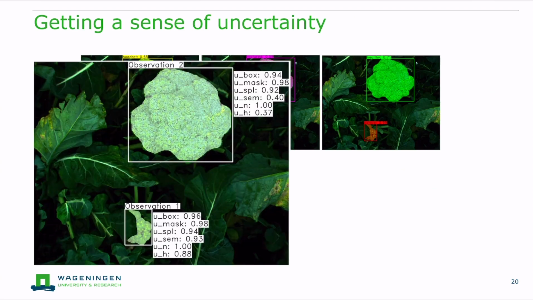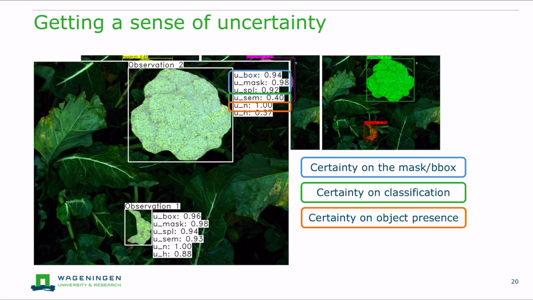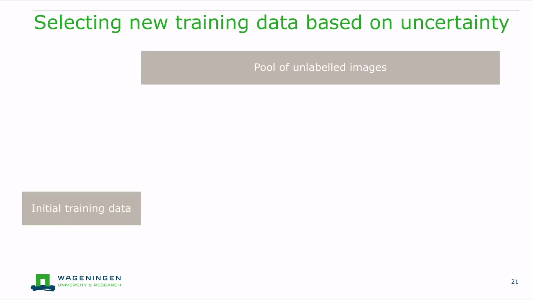Now, by comparing the results of the different runs, we can get to a level of certainty of the network. The assumption here is that if the results are very similar, the network is quite certain about this data, and if not, then it's very uncertain. Now, we do this based on the certainty on the mask, on the classification, and also of the presence of the object itself.